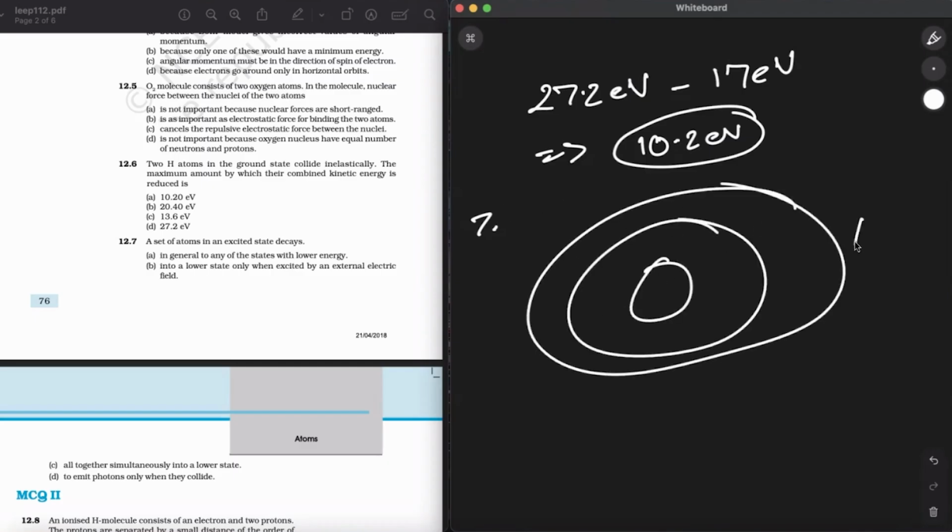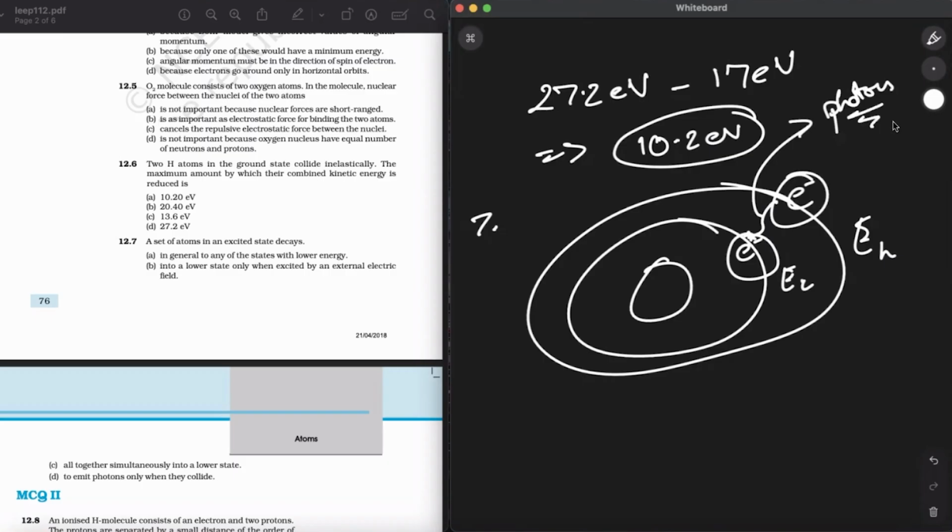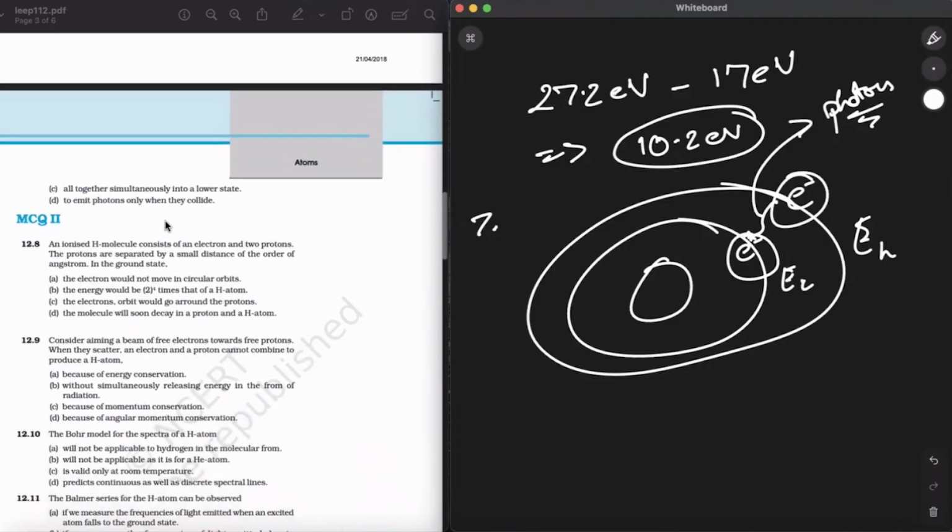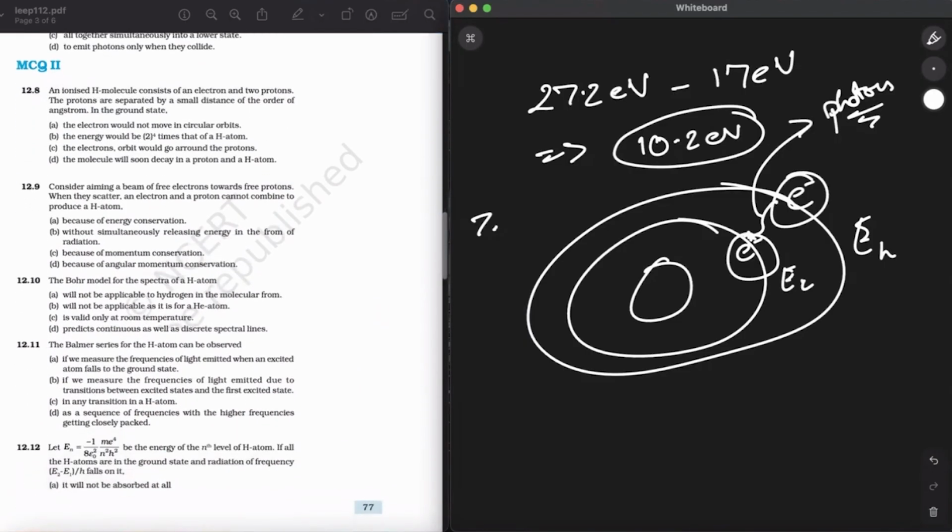See, this is an energy higher, this is an energy lower. So what will happen? Electron will be in an excited state over here, but it will finally come back down to a lower energy state, and in this process, it will emit a photon. Moving forward, yes, MCQ type of questions.